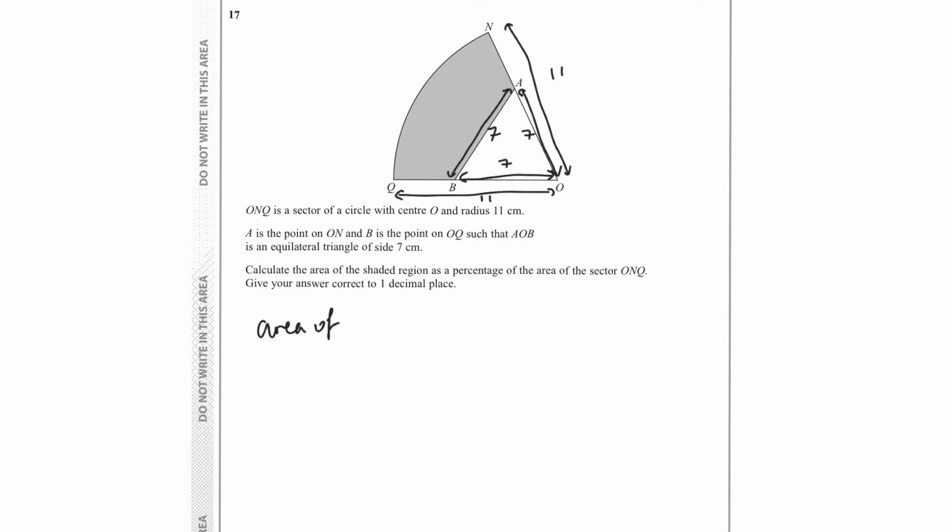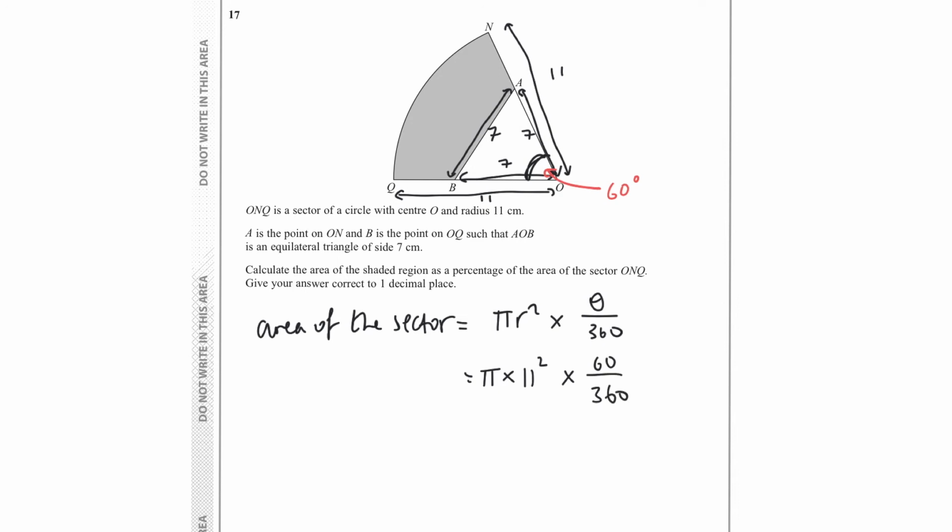And the equation of the area of the sector is basically pi r squared times the angle in that sector over 360. Because we know it's an equilateral triangle, this angle is going to be 60 degrees, because in equilateral triangles all the angles are the same. So it's going to be pi times, my radius is 11, so pi times 11 squared times 60 over 360.